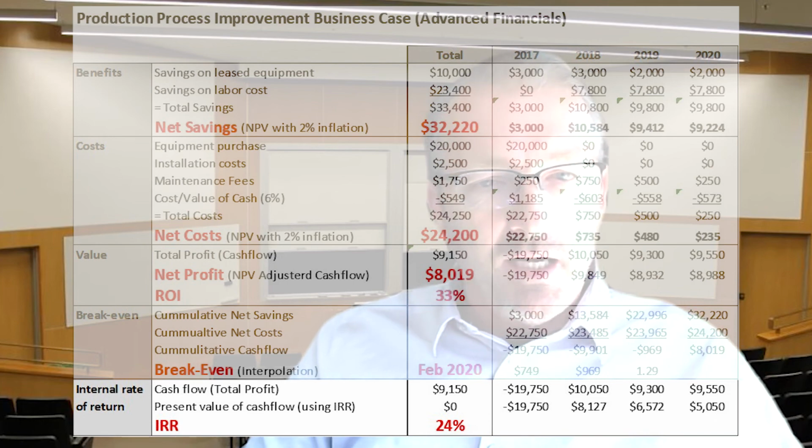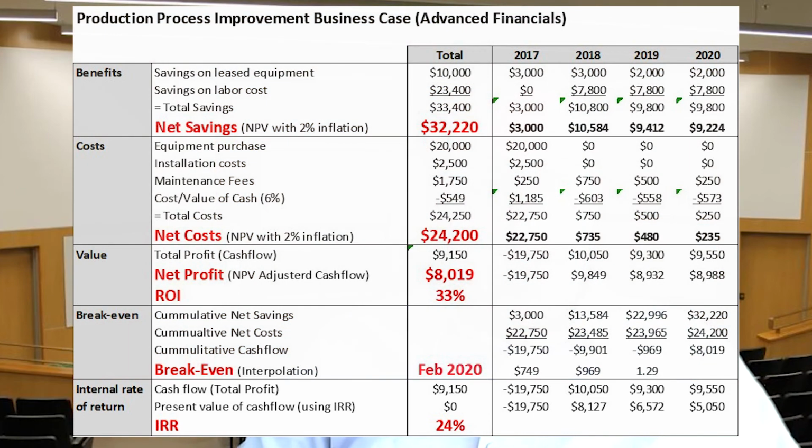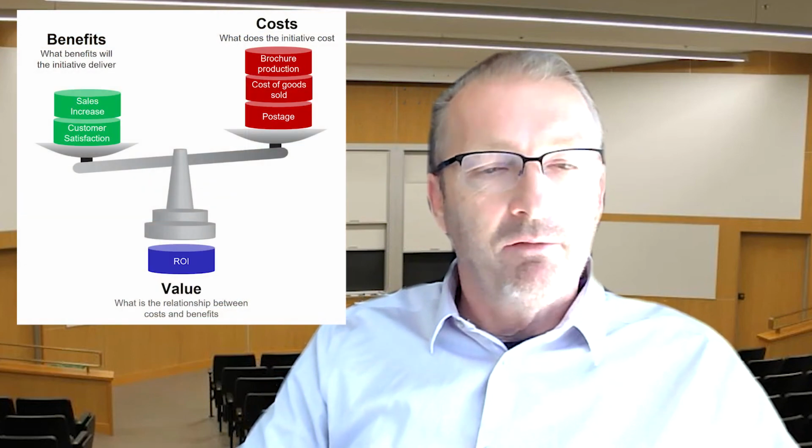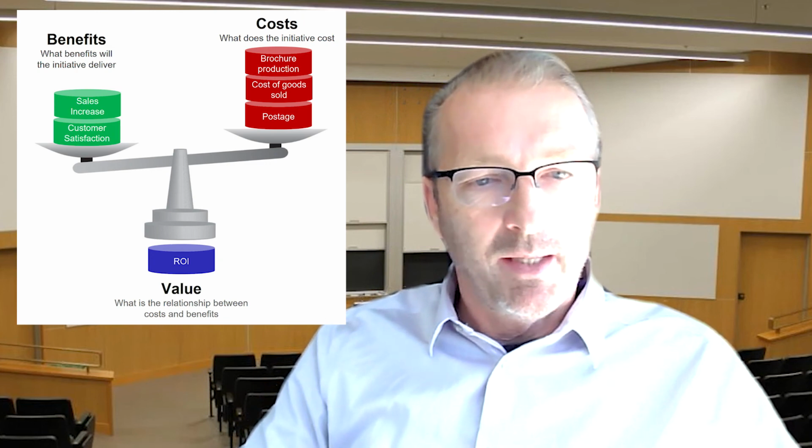So that is an example of a more advanced financial business case of how to determine whether some initiative is worthwhile conducting or not. Now, if we look at this one, you can see here that the return on investment is 33%. The internal rate of return is 24%. So all of these have pretty high returns and values. And in this case, it is very likely that this company finds it so attractive that they will implement this solution.